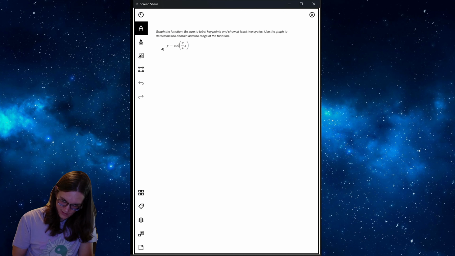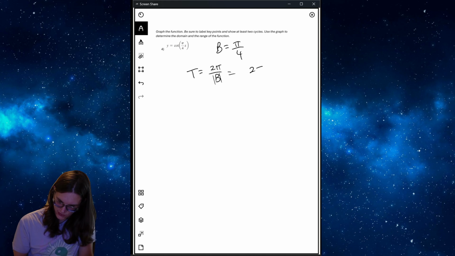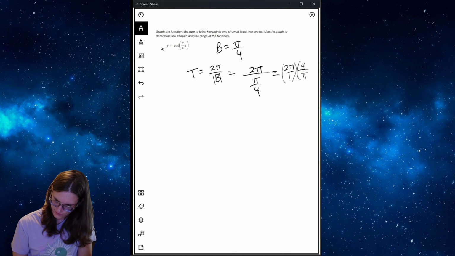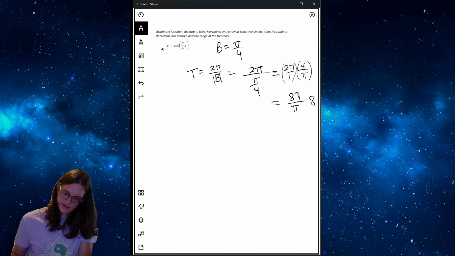So let's see, cotangent, except the period is altered. So b is pi over 4, period is 2 pi over the absolute value of b. So T is 2 pi over 4, which I always like to write as 2 pi and 4 over pi. We flip it, multiply, which means 8 pi over pi, which means 8. So it's going to have a period of 8.